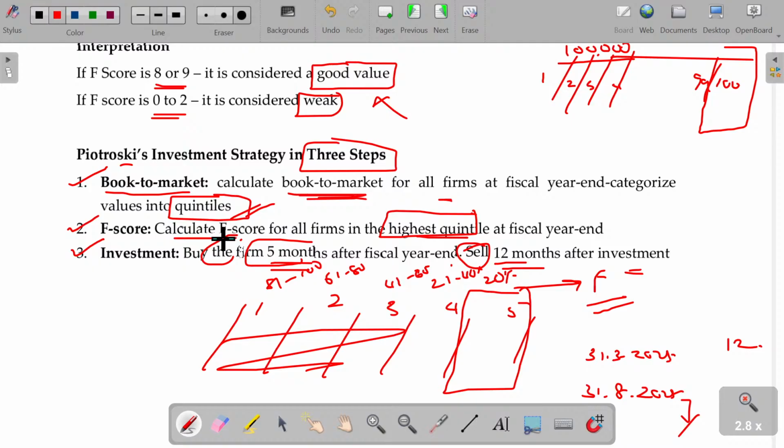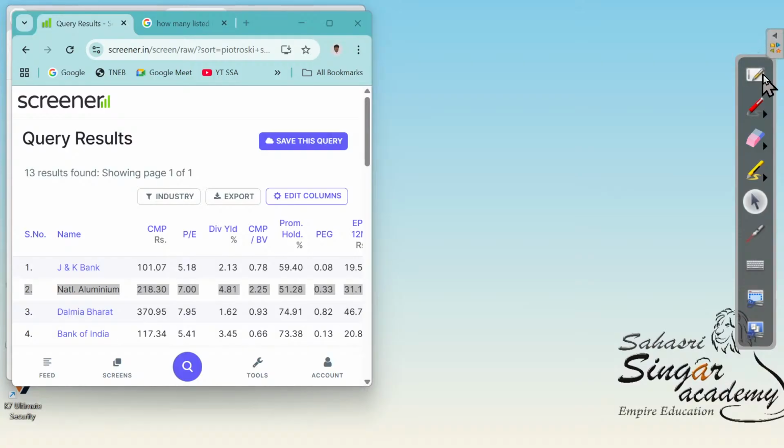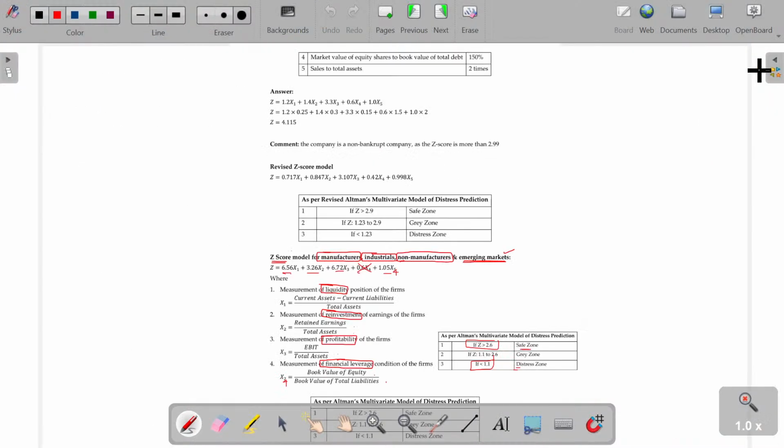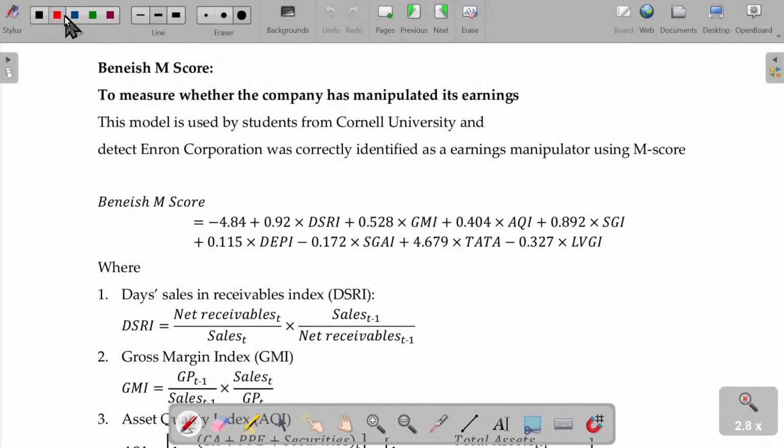So the last one is the Beneish model. We'll see that now. Let's see the Beneish M-score model.